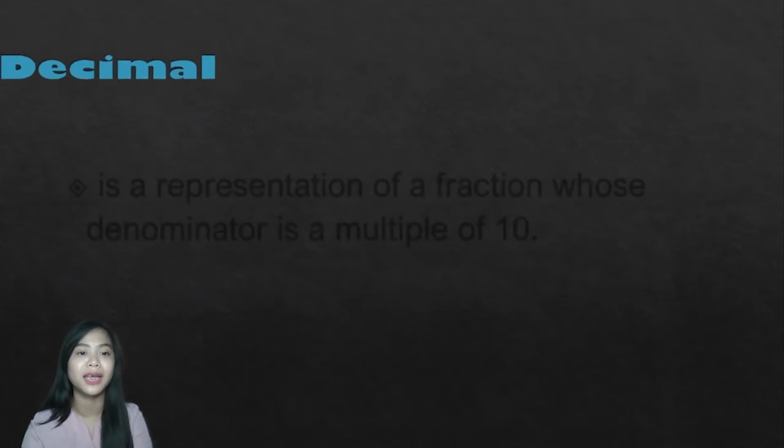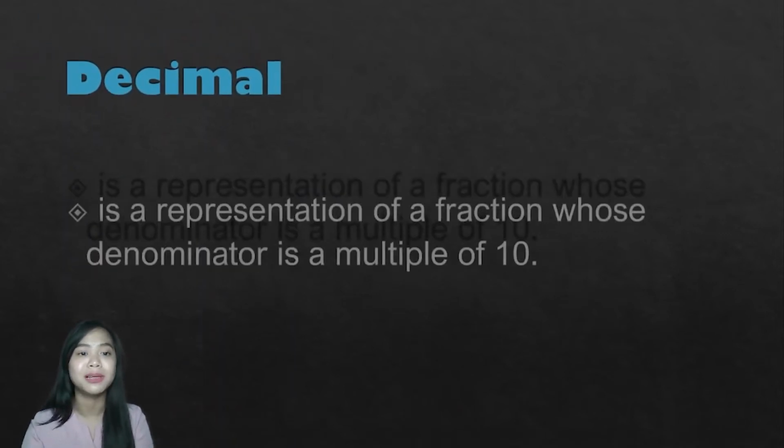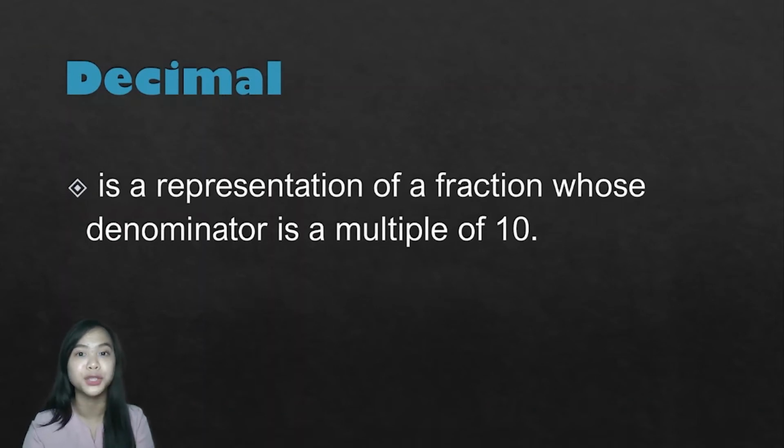Now let's define the decimal. The decimal is a representation of a fraction whose denominator is a multiple of 10. So it's another form of the fraction wherein we divide the whole fraction, and then we have the decimal point, the decimal form. The denominator is a multiple of 10, so it can be 10, 100, 1000, and so on.